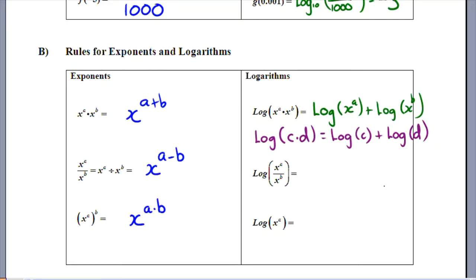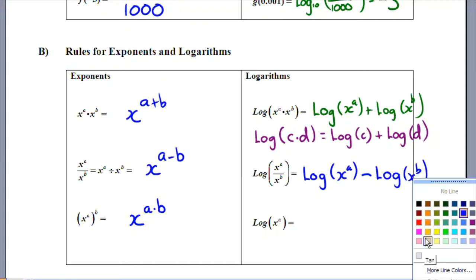Division is just the reverse process. So if you're dividing, that turns into a subtraction. So this would be the log of x to the a, subtract the log of x to the b. So if you see a division within the question, it turns into a subtraction outside of the logarithm.